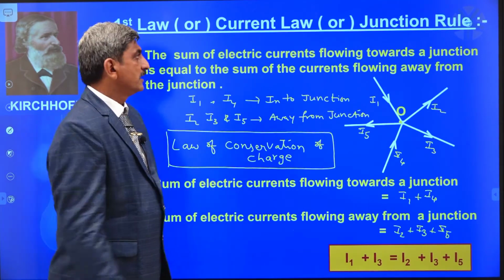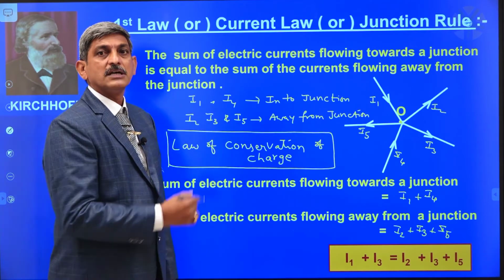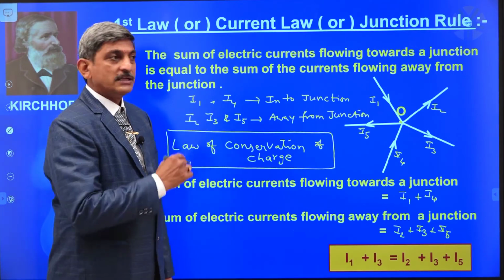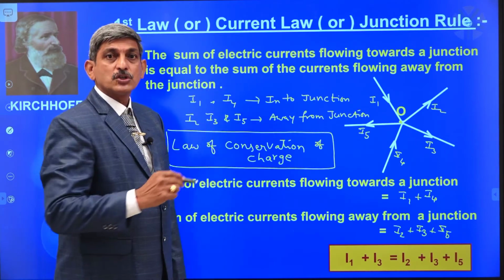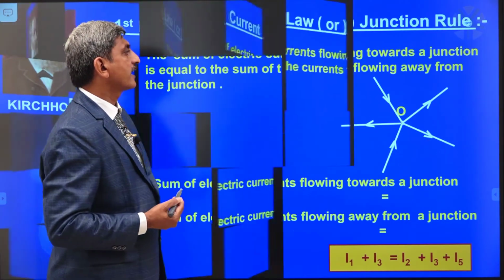Okay, right? This is about the first law or current law or junction rule. The same law is also going to be explained in another way. See the second method.